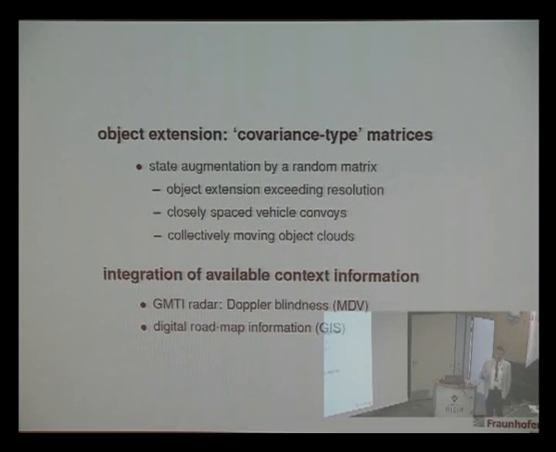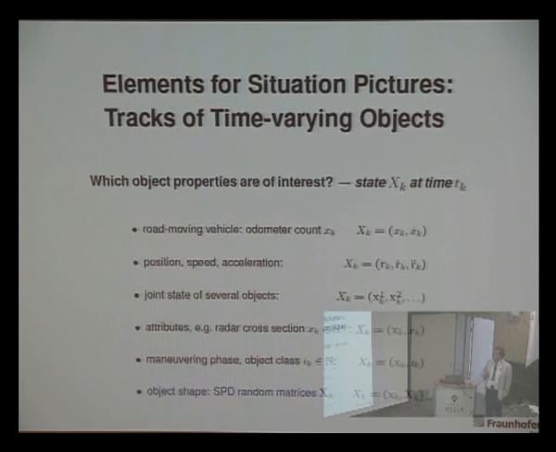So we have a random vector for the kinematics and a random matrix for the extension. And we wish to integrate context information, Doppler blindness, roadmap information in this context as well. Well, let's look perhaps at this notion of state. Which object properties are of interest? We collect them all in the state.